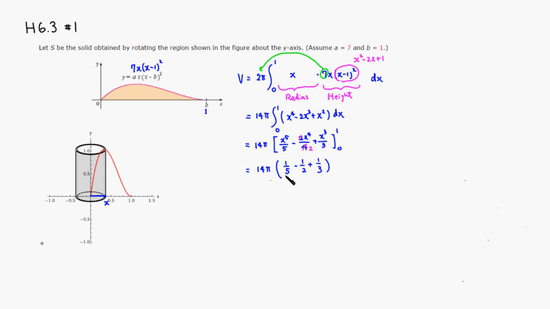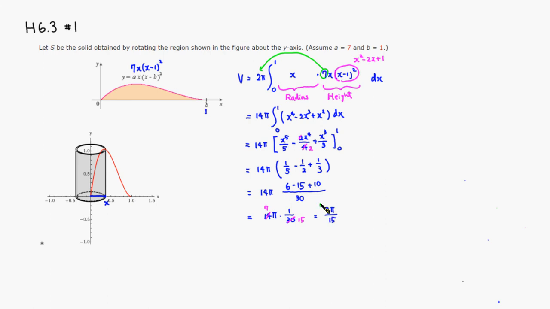Then we can just do the common denominator. So 14 pi. What will be the common denominator of all 3? 15 wouldn't cut it, so it's going to be 30. So 5 times 6 is 30, so we multiply 1 by 6, so it's 6. Negative 1/2 is 15 over 30, and 1/3 is 10 over 30. So we're going to get 14 pi times (6 minus 15 plus 10), over 30, so we get 1 over 30. So we can cancel: divide by 2, 7 over 15. So we end up getting 7 pi over 15.